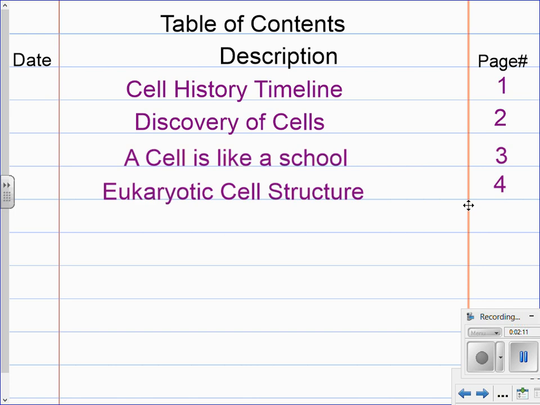Then open up your notebook to page 3 and 4 and put the numbers 3 and 4 on them. I don't want to put anything on anything yet. After you put the table of contents, you open up your notebooks, page 3 and 4, and number those pages 3 and 4. 3 should be on one side of your notebook. The right or the left? Left. 4 should be on the right.